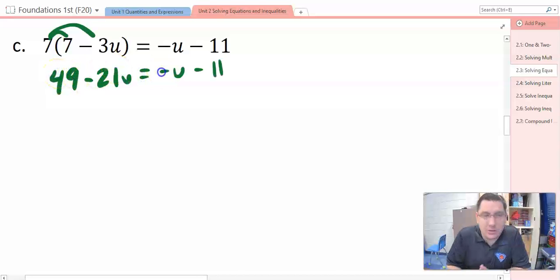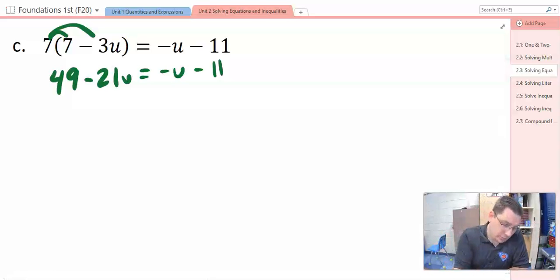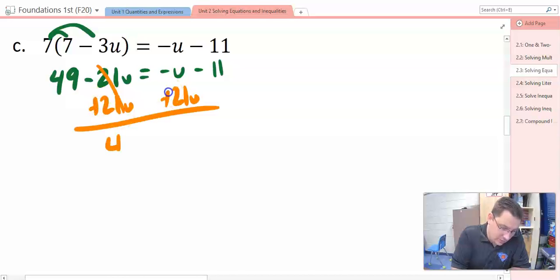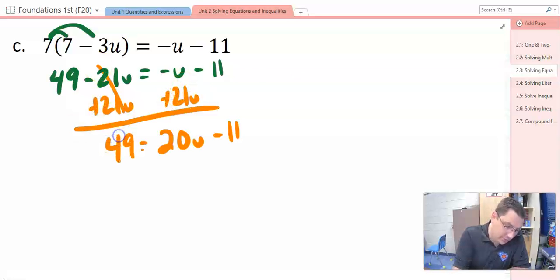And so this is the line that we get. We get 49 minus 21u equals negative u minus 11. Now we go back to step 1, right? Get the variables on the same side. And remember, I like to move the smaller of the two. The smaller of the two, which would be the one further to the left on the number line, is negative 21 compared to negative 1. So I'm going to add 21u to both sides. And so this will cancel. 49 is equal to 20u minus 11.